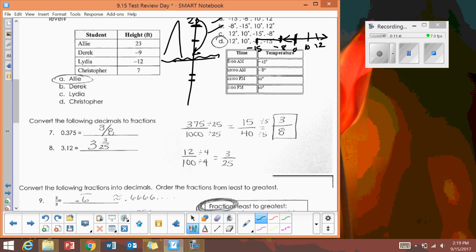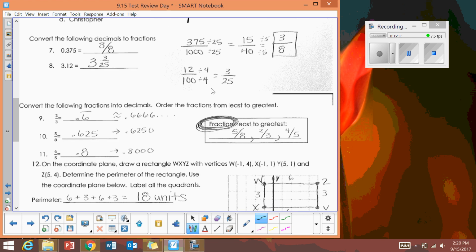Number 7 is the one most people miss on the test, because they look at 375 thousandths and they don't understand how to simplify a fraction. So 15/40ths, if I divide it by 25 and then I divide it by 5 again, which is 3/8. Number 8 is 3 and 3/25ths. So we have 12 hundredths and we divide that by 4 and we're going to get 3/25ths. Okay, so it's 3 and 3/25ths.